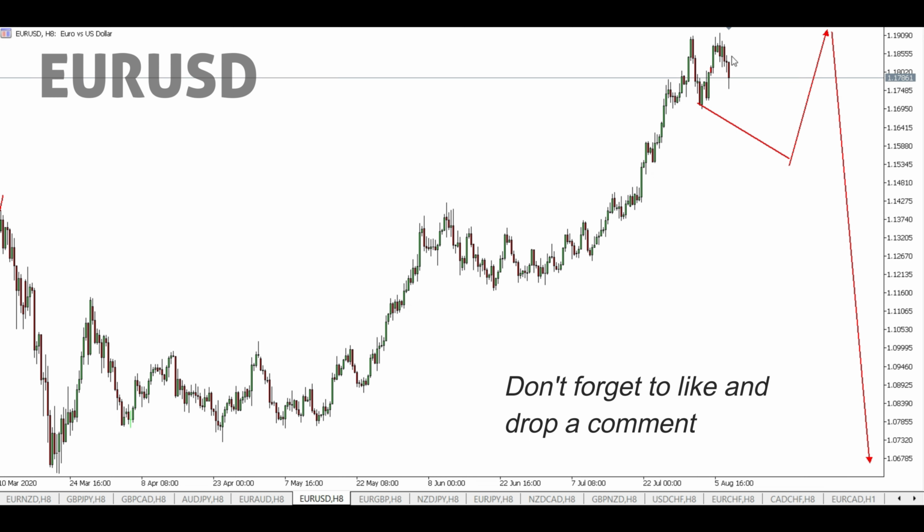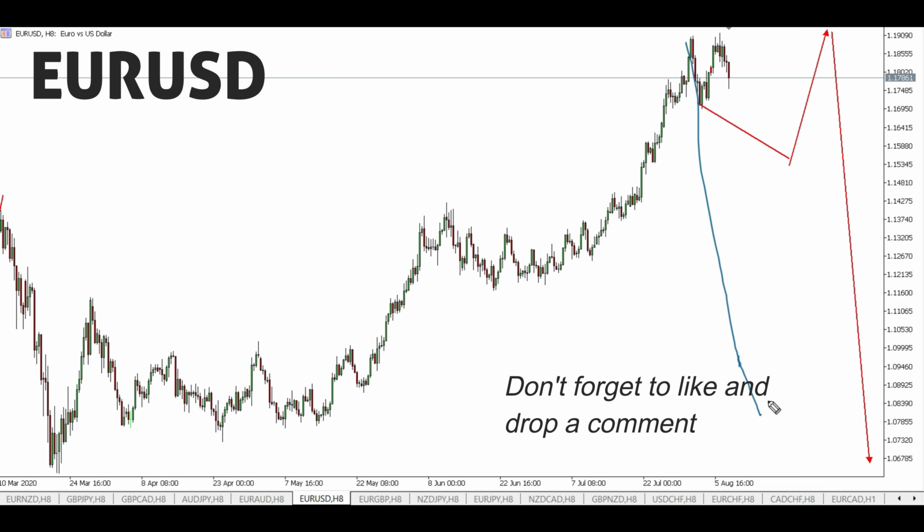Euro USD. For Euro USD, this past weeks we've been saying that we're expecting to get a down move. But what structure is showing now? It's showing that we are likely to get a corrective structure here like this, then continuation up. This up move is likely to break this previous high here. Then that's when this down move will be valid. That's what Euro USD is showing.